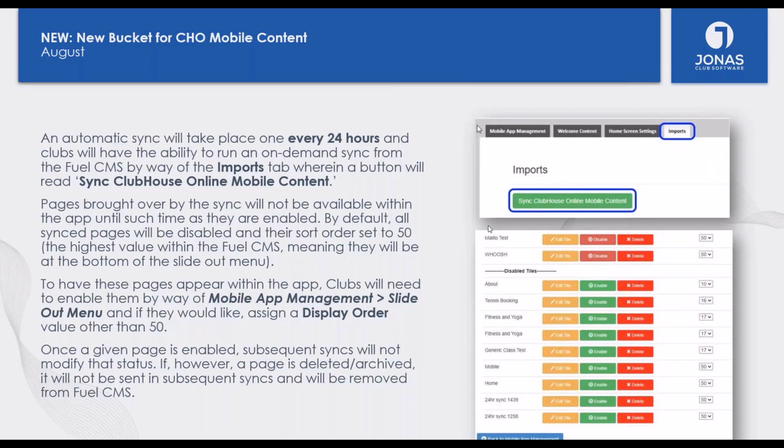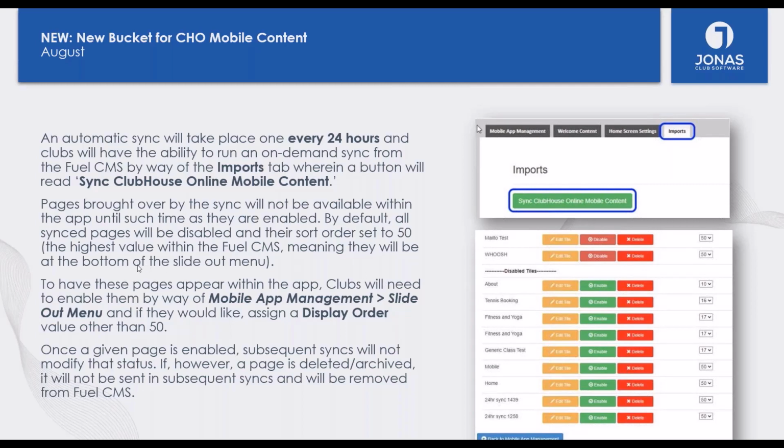With the new ClubHouse Online mobile app, we've also added the ability to sync content to its CMS. Automatically, all of the content pages that live within your mobile node will be shipped over, provided they're not published anymore. Those will be excluded, or they're hidden from navigation. Everything will be brought over into the new ClubHouse Online mobile app CMS and will be set as a disabled tile. You'll then have the ability to enable which of those content elements you want to add.